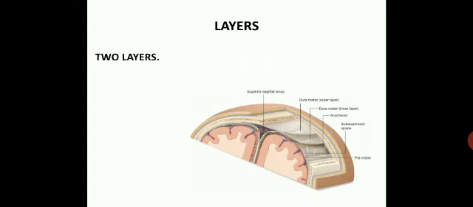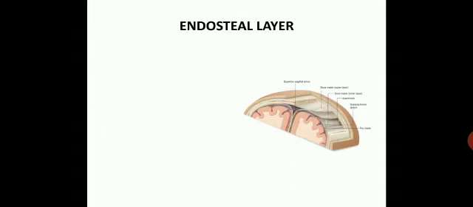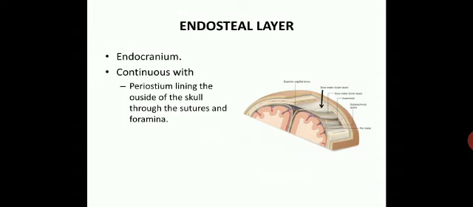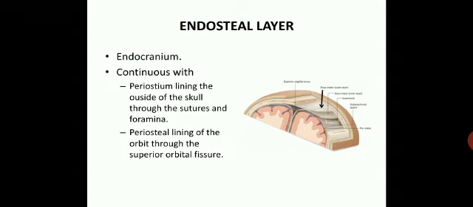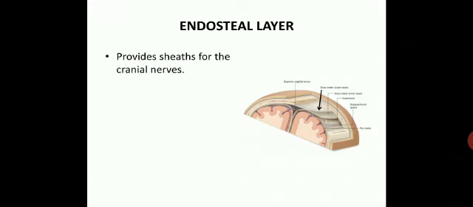It has 2 layers, the outer endosteal layer and the inner meningeal layer. The endosteal layer is also known as endocranium. It is continuous with the periosteum lining the outer aspect of the skull through the sutures and foramina, and also continuous with the periosteal lining of the orbit through the superior orbital fissure. It provides the sheaths for the cranial nerves.